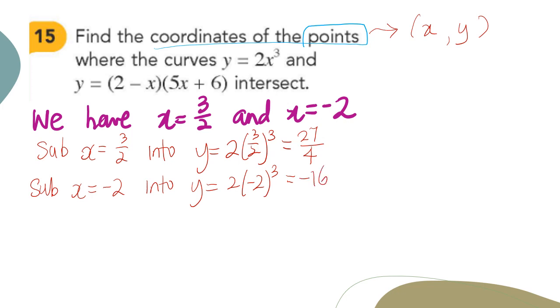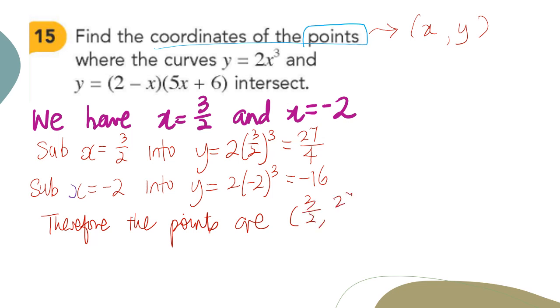Right, so how do you present your answer? Since the question asks for the coordinates of the points, we would just answer by saying, therefore, the points are (3 over 2, 27 over 4) and (negative 2, negative 16).